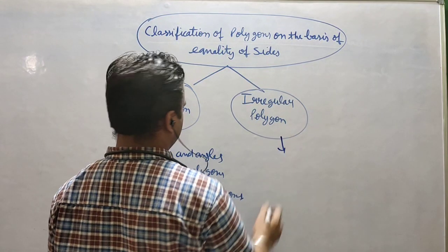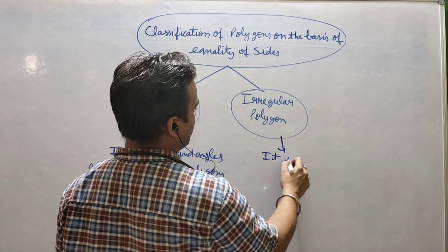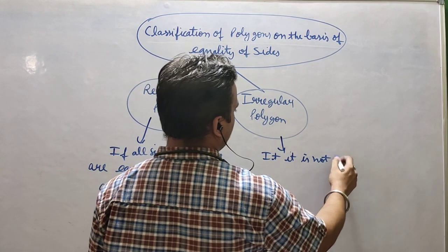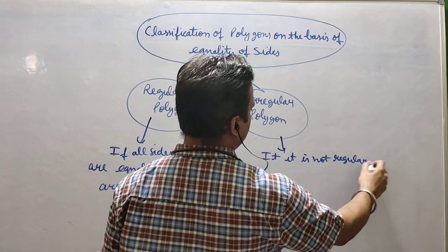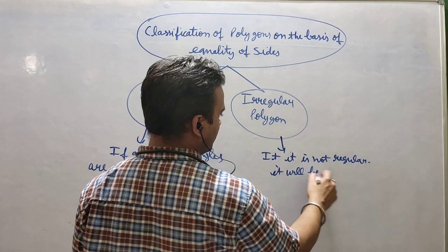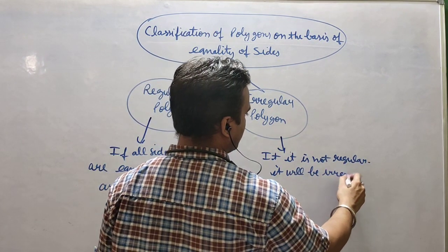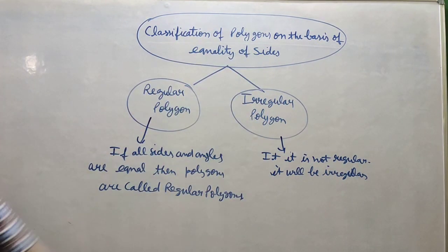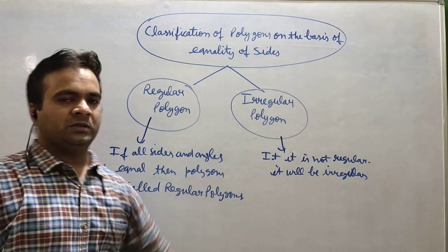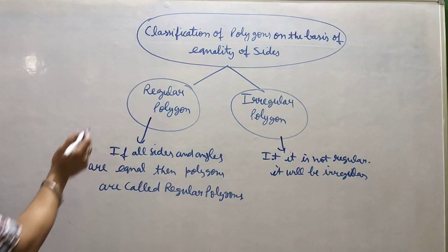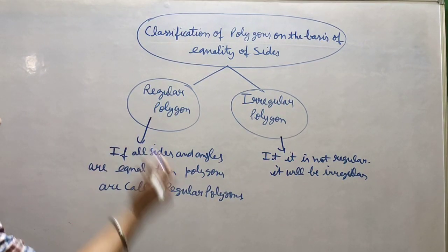If it is not regular, so what it will be? It will be irregular. If this condition fails, it means that it will go to the second condition. There is no choice. So if I say, can you tell me the regular polygons?